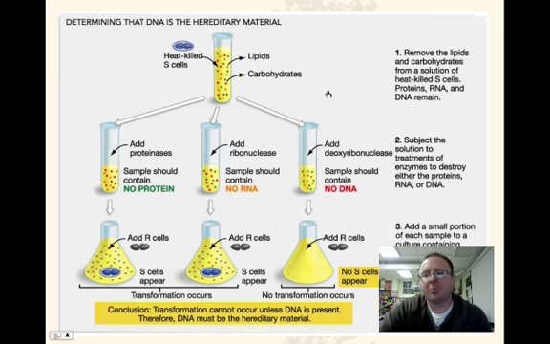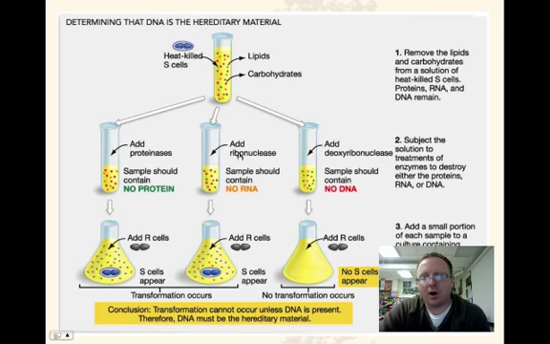DNA, RNA, and proteins remain. So what they do is they add proteinases. These are enzymes that destroy proteins. The sample wouldn't contain any protein then. And so when they add the living R cells, what happened was transformation still happened. So they know that without proteins, transformation still happened. That told them that protein was probably not the transforming factor.